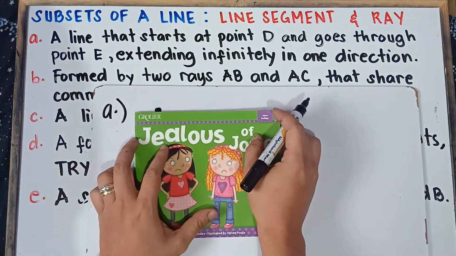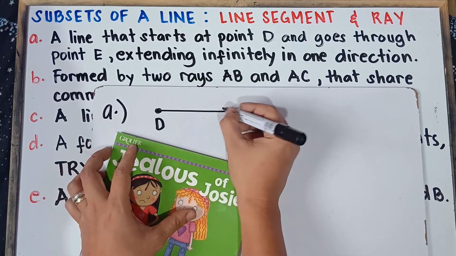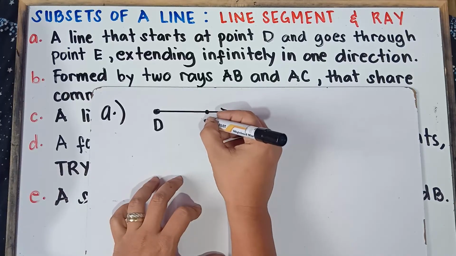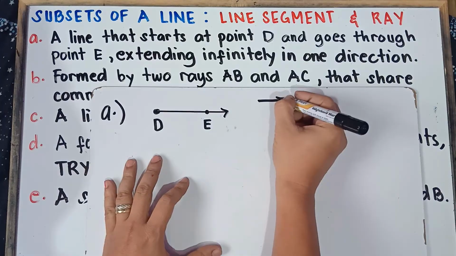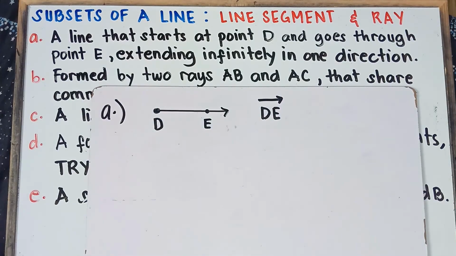So we can extend this one. Alright, and then extend in one direction. So let's have this one as point E. So therefore, this will be ray DE. So this is ray DE. Alright, so that's the answer with regards to letter A.